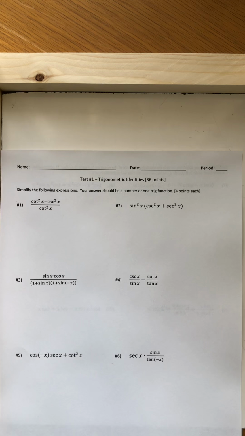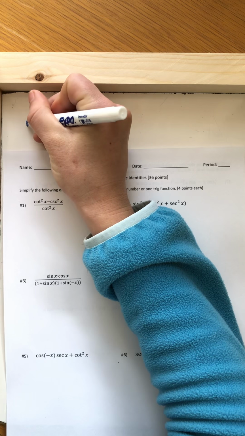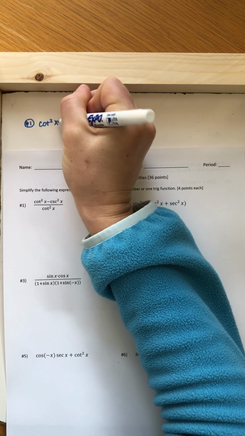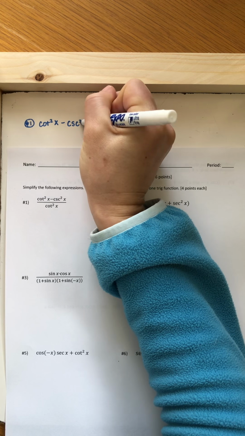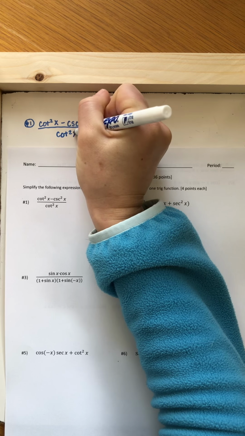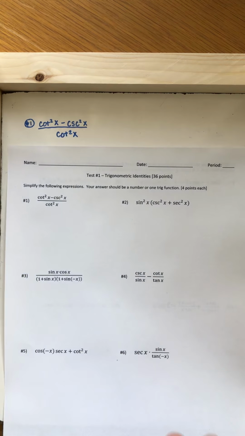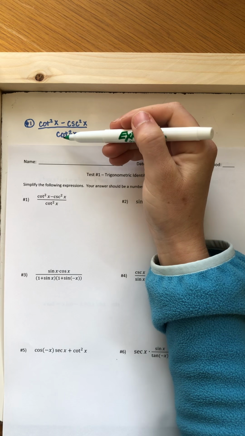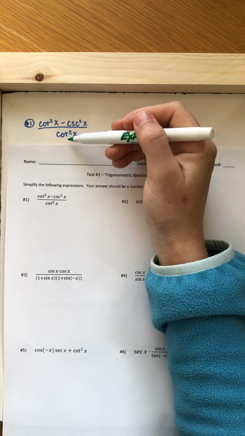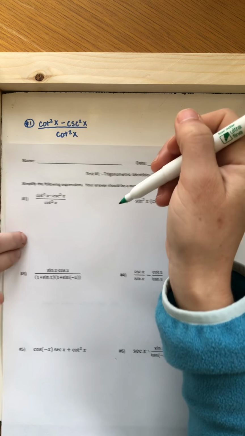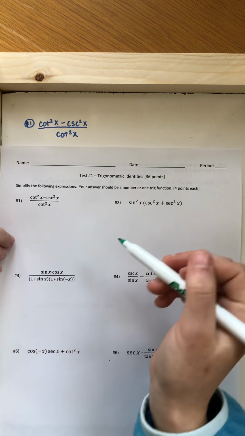So let's do number 1. We have cotangent squared x minus cosecant squared x all over cotangent squared x. Now I think a lot of you probably want to cross out the cotangent squared x because it's at the top and the bottom, but we can't do that because this one's being subtracted. You can only cross stuff out when it's being multiplied.